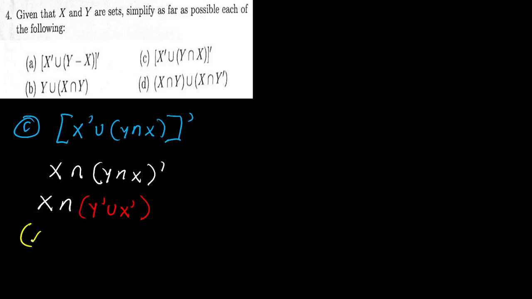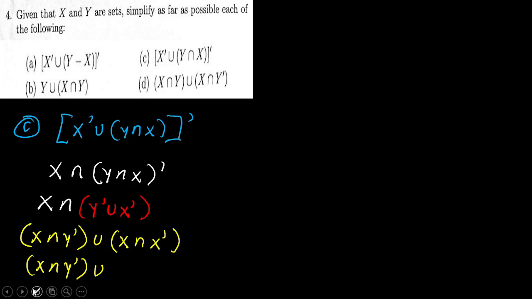From this point, you are going to use the distributive law. So there, this will be x intersection y complement, and then union, open bracket x intersection x complement, like that. This set will simply be x intersection y complement, and then union x intersection x complement, and the answer to that second part is just an empty set.